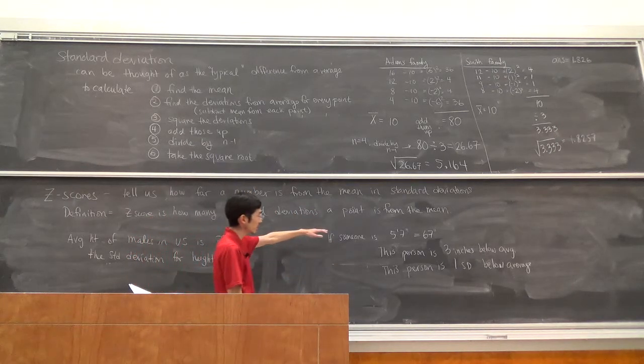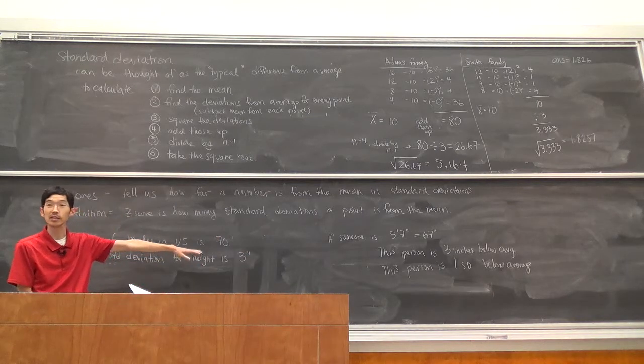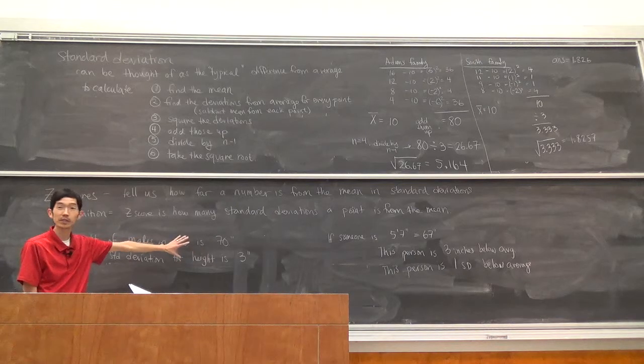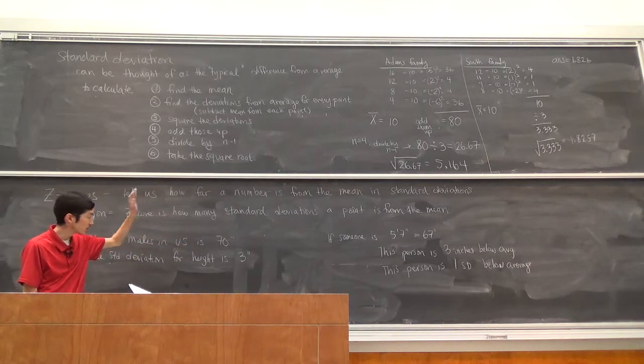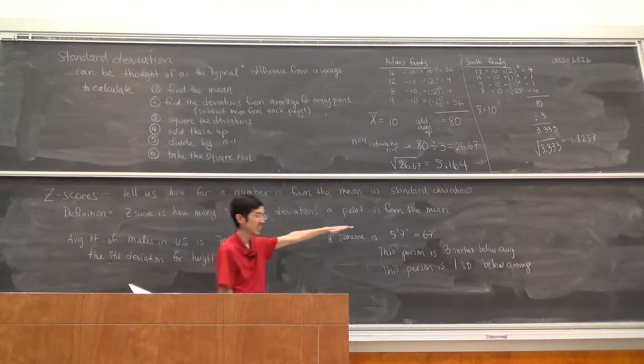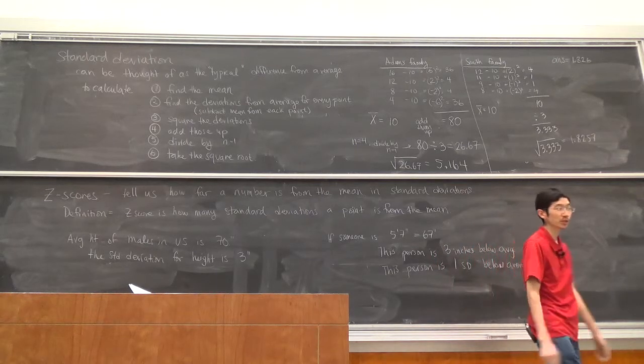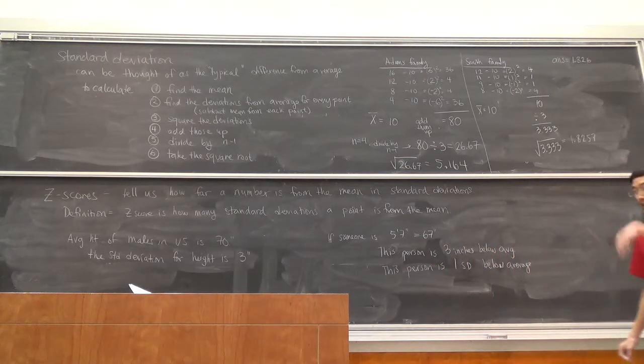I want to make sure that this statement, along with this setup, makes sense to everyone. So can everyone see that? The mean is 70, the standard deviation is 3, someone over here is 67 inches, that person is 3 inches below average, or, in other words, that person is 1 standard deviation below average.